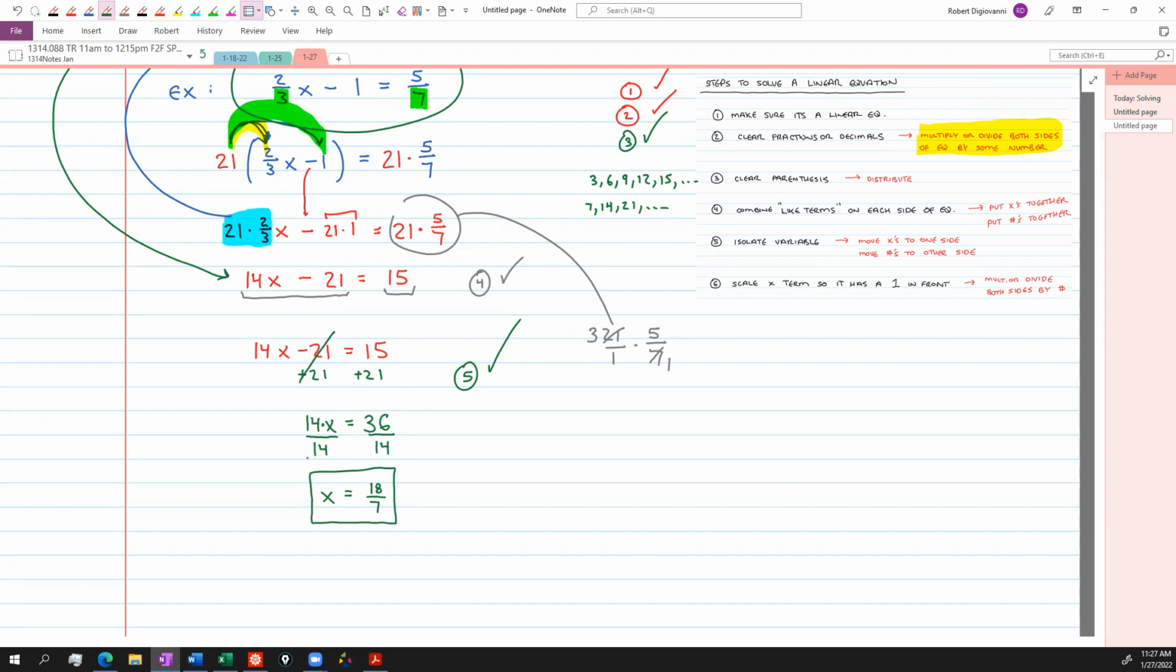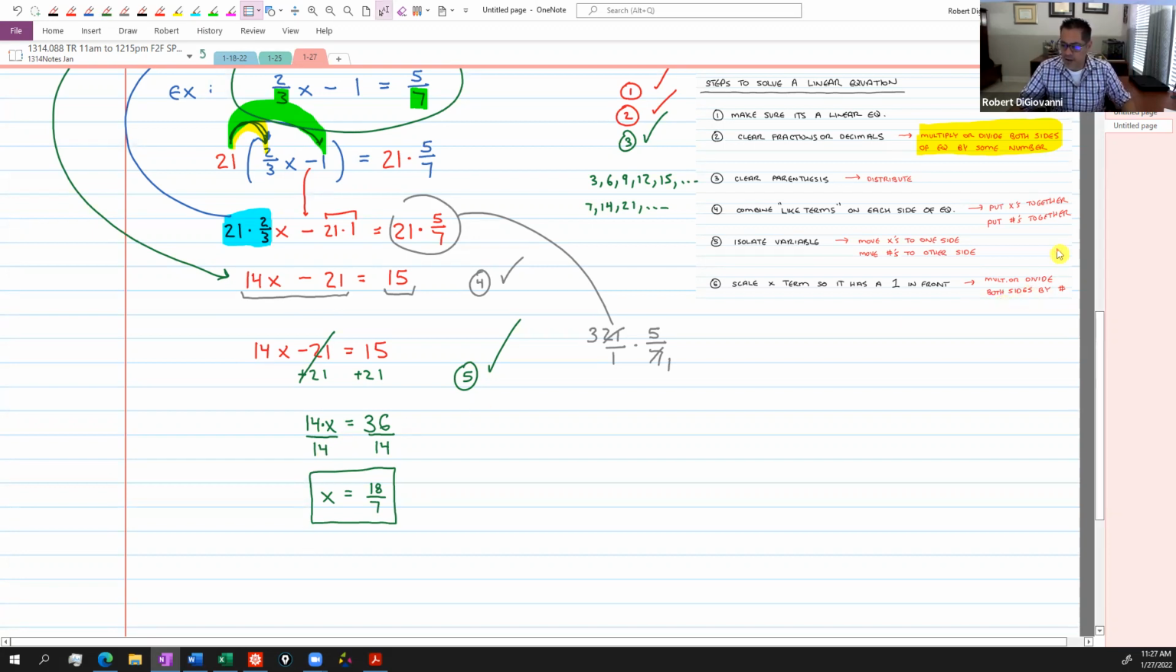What do y'all think? Make sense? Okay. I'm going to do one more. After I do one more, I don't know if I'm going to give you one to work on. Let's see how the next one goes.